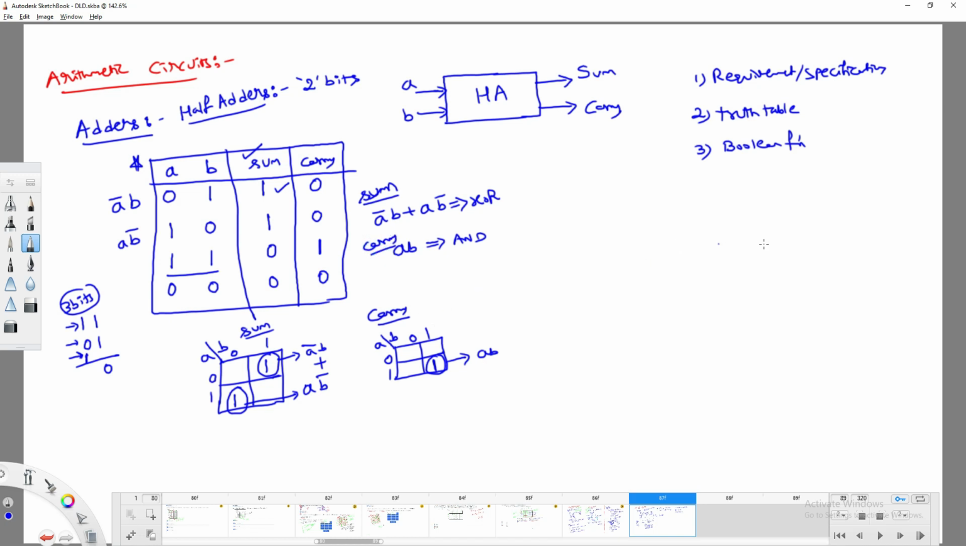Guys, we have got the Boolean function. Now can we construct a circuit? Yes. So the final operation is that we can construct a circuit. How can we do that, right?